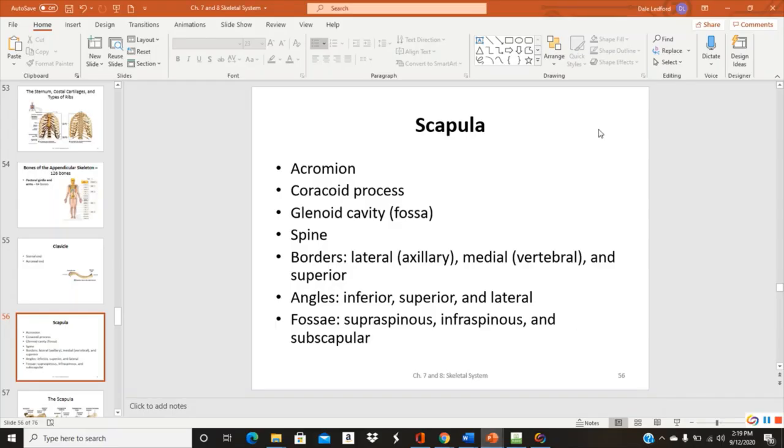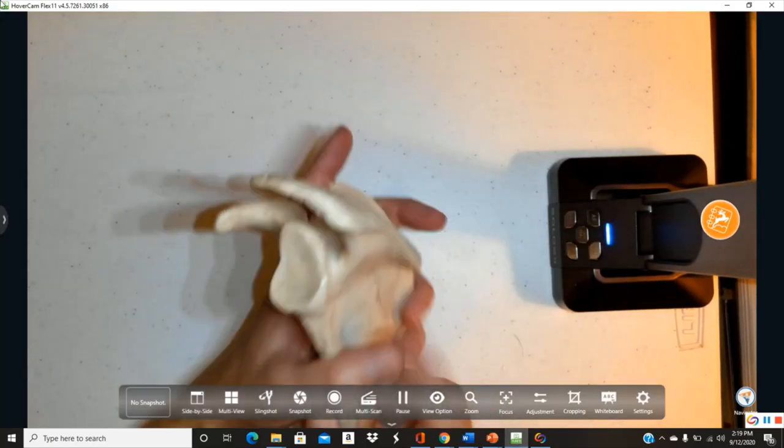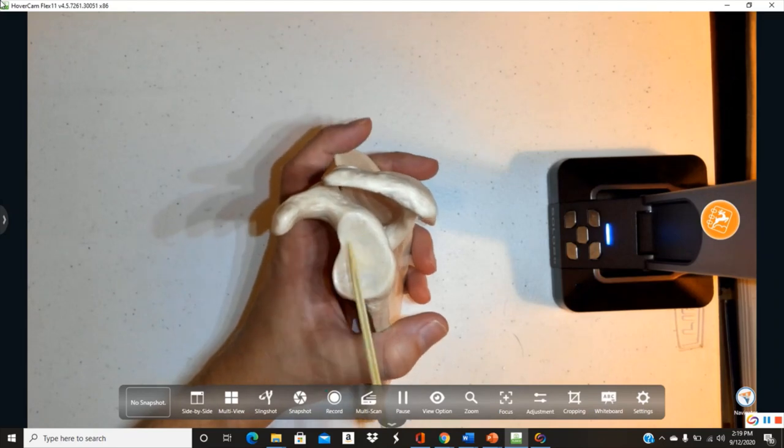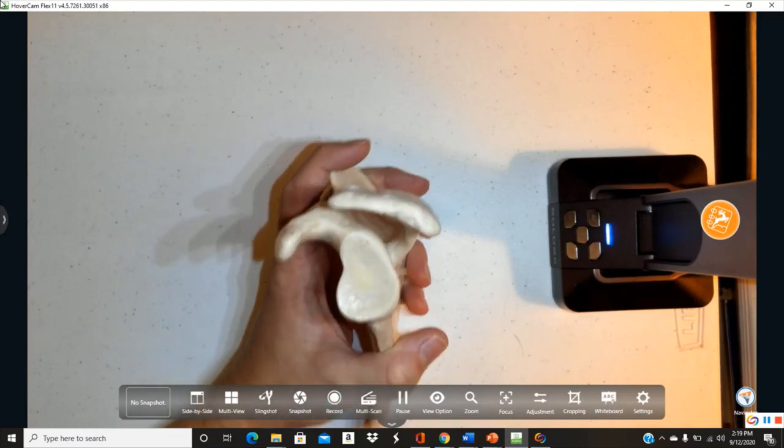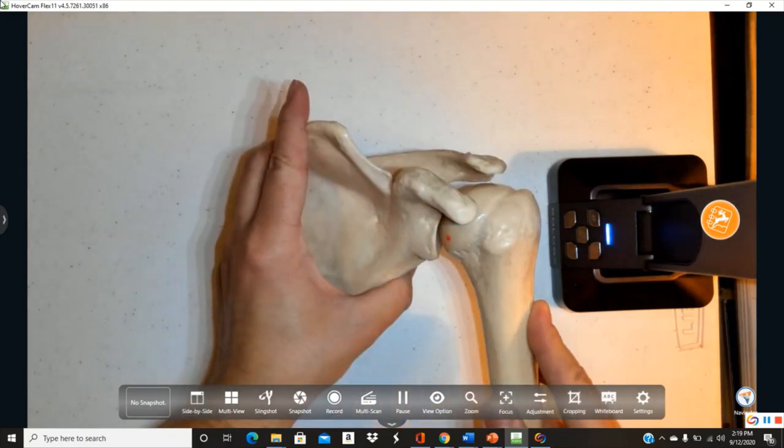Acromion, coracoid processes. Now, let's look at the glenoid cavity. Glenoid cavity or fossa. The glenoid fossa or cavity is this structure here where the head of the humerus will actually articulate. Okay.